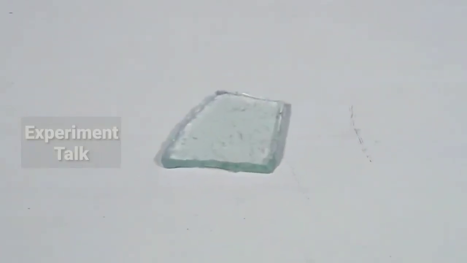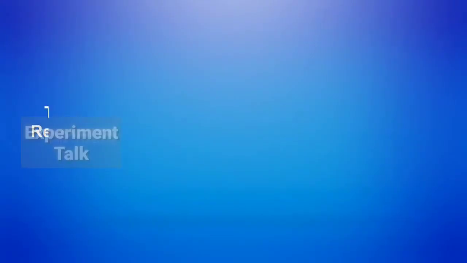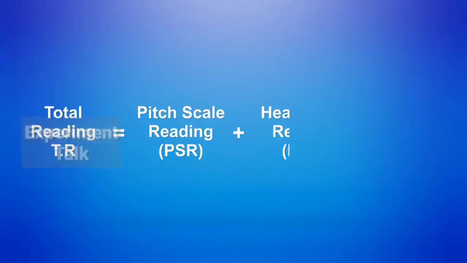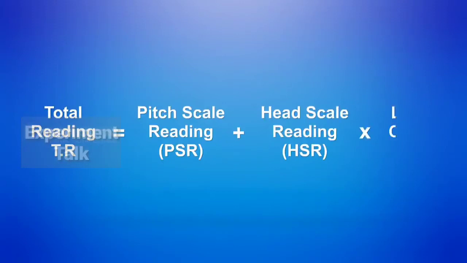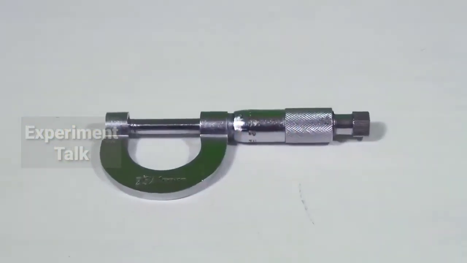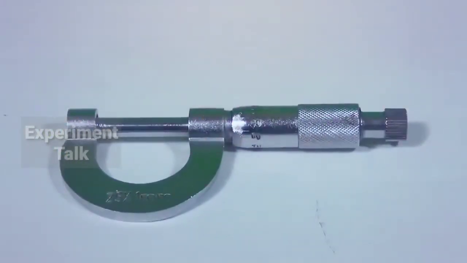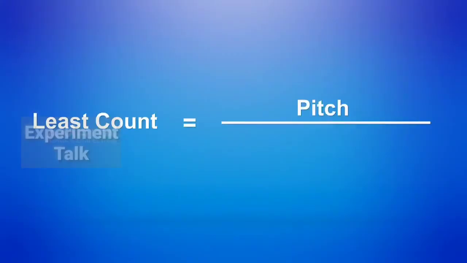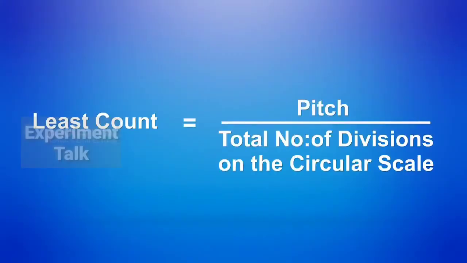Principle. The dimension of an object can be measured using the relation total reading TR is equal to pitch scale reading PSR plus head scale reading HSR into least count LC. The least count of the instrument can be found using the relation least count is equal to pitch divided by the total number of divisions on the circular scale.